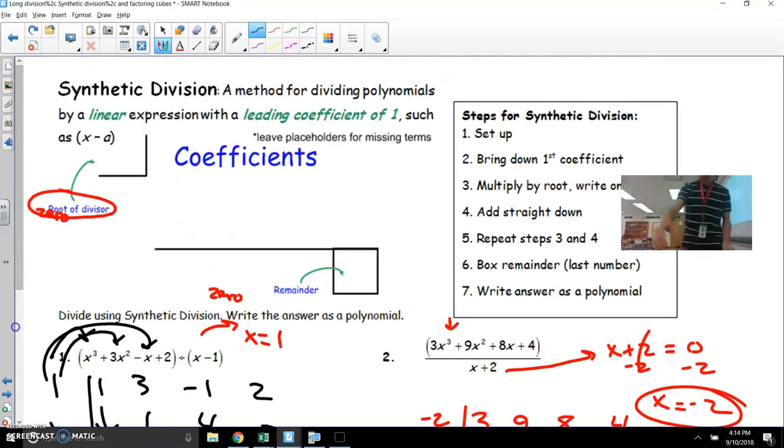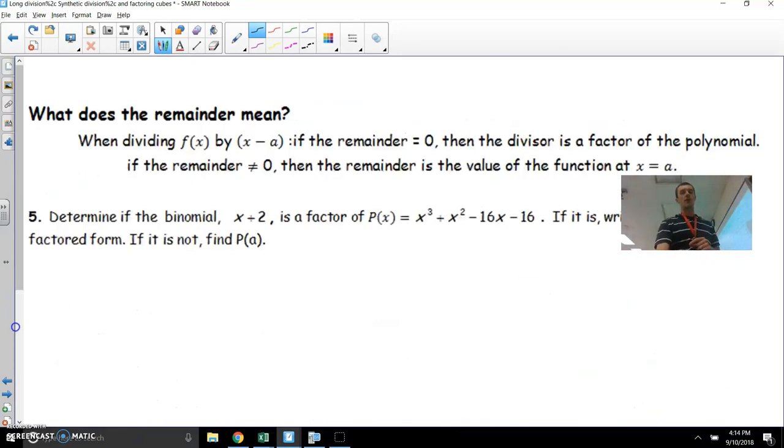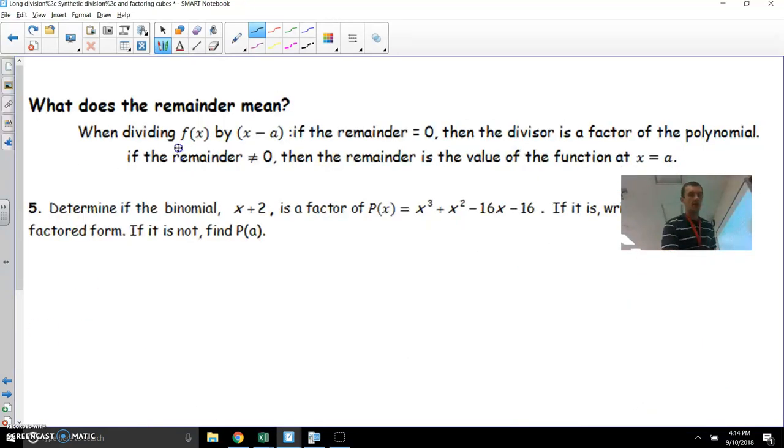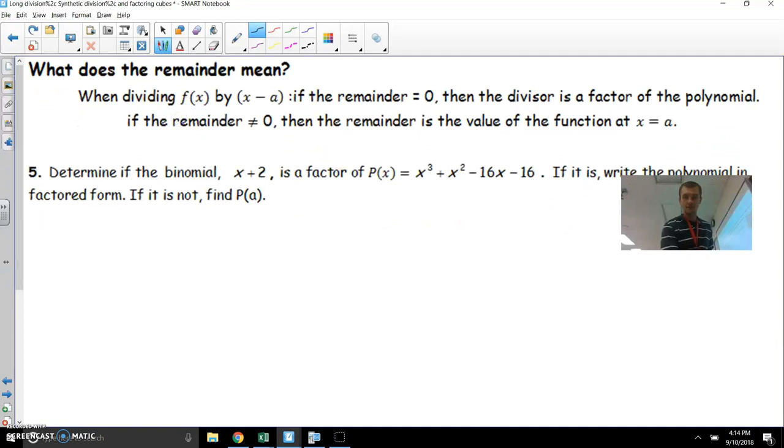So the next thing we talked about is the idea of synthetic division. And so it's very similar to the other one, but it has a few little tricks to it that you got to remember to really understand if you're doing it correctly.